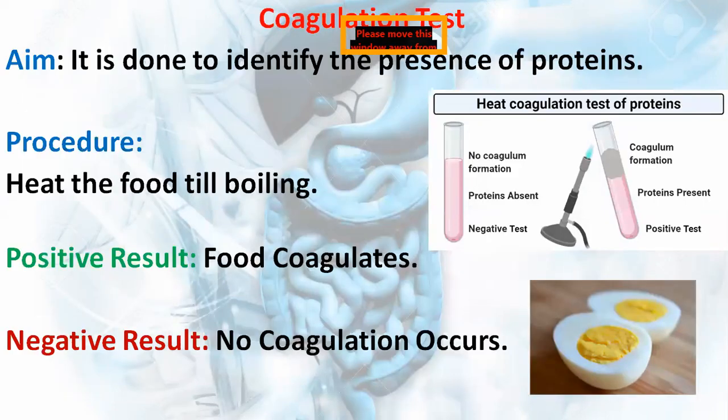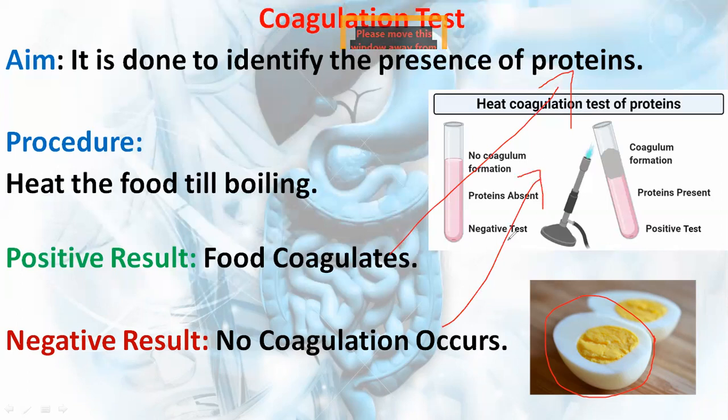Moving to the coagulation test. Coagulation is done only for proteins. So if the food coagulates, if the food shrinks like this, or if it's liquid and then coagulates, as in the case of eggs, so here we have proteins. What do we do? Simply heat the food till boiling. If the food coagulates, this is a positive result and it contains proteins. However, if there is no coagulation, no proteins. So what's the difference between the Biuret test and the coagulation test? Biuret is for both proteins and/or polypeptides, while coagulation is only for proteins.